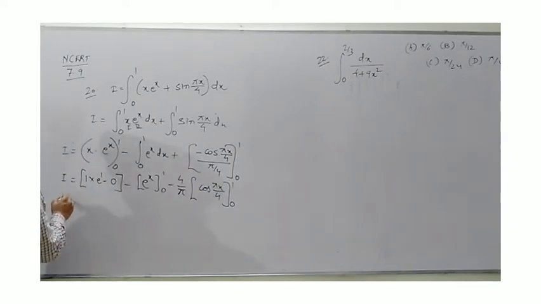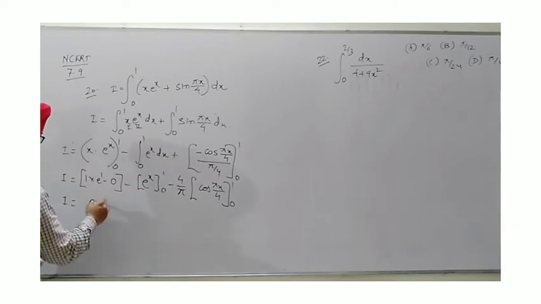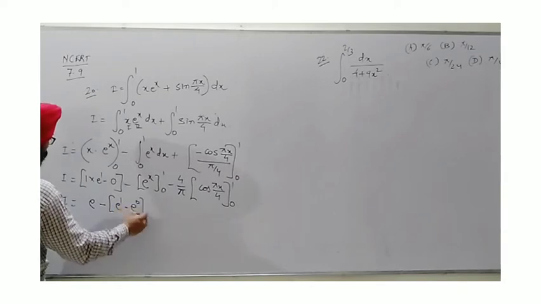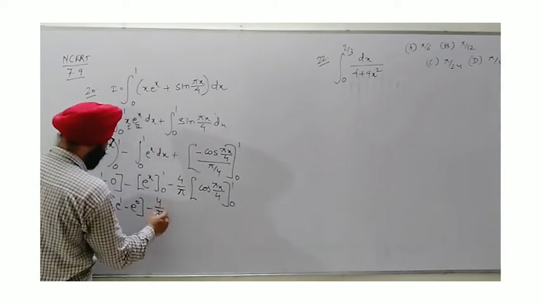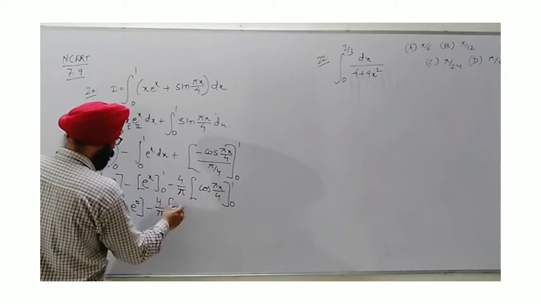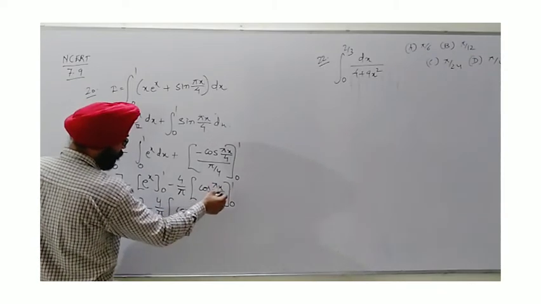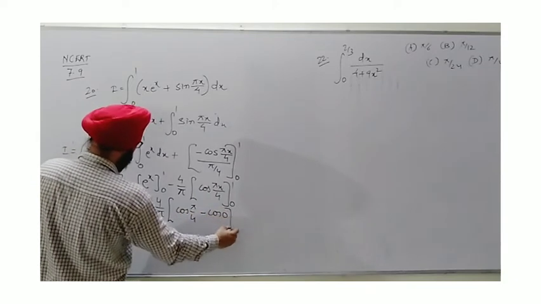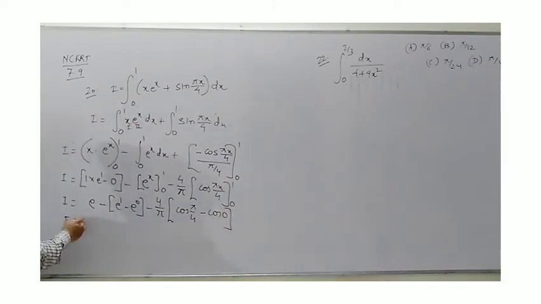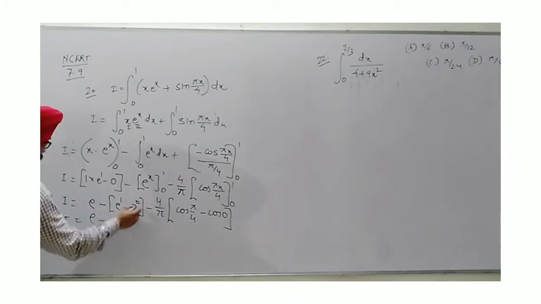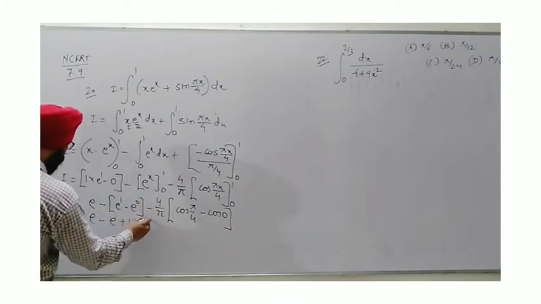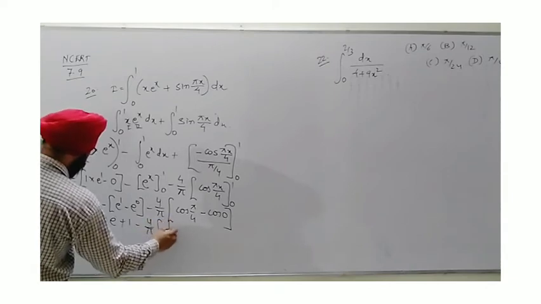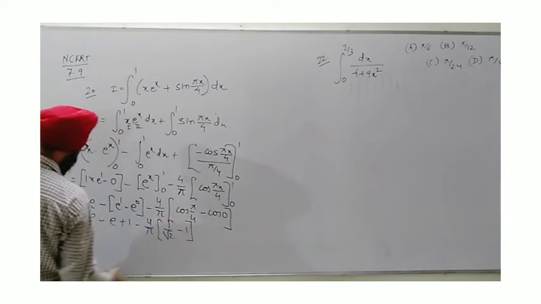Next, finally this will be e. From here we get minus e raised to the power 1 minus e raised to the power 0. This is minus 4 upon pi times cos(pi x by 4); we have to put 1 here, cos(pi by 4), minus cos 0. Solving, this is equal to e minus, e raised to the power 0 is 1, so plus 1, minus 4 upon pi, this is 1 by root 2 minus 1.